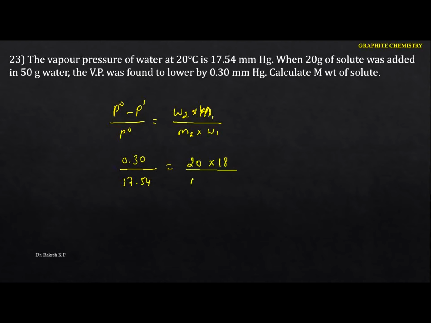So here we don't know the molar mass of the solute, which is dissolved in 50 gram of the water. Now if you do the cross multiplication, the M2 value becomes 420.96 gram per mole. Okay, so next one.